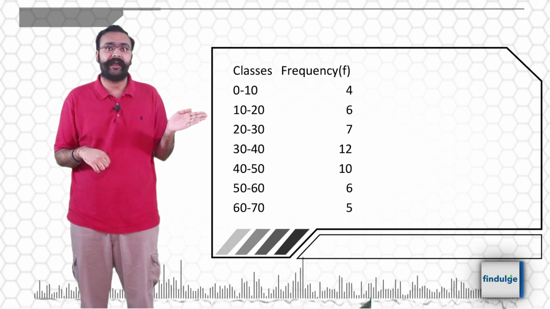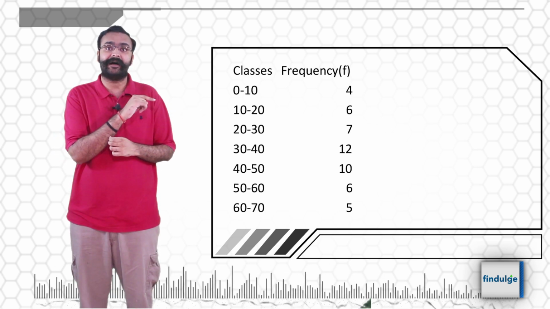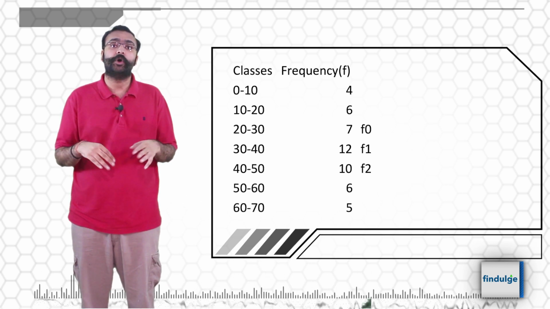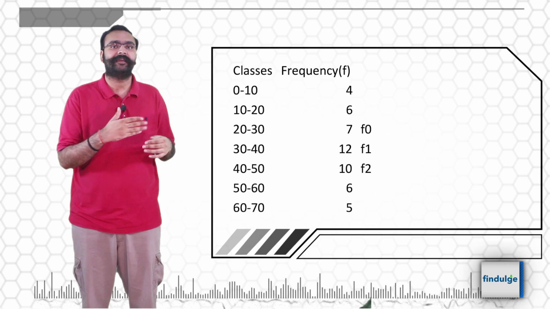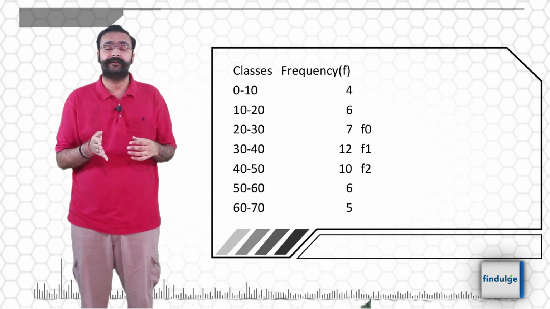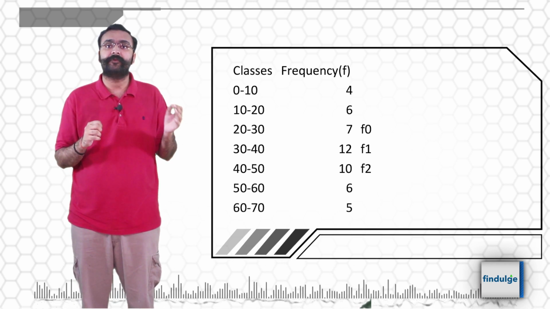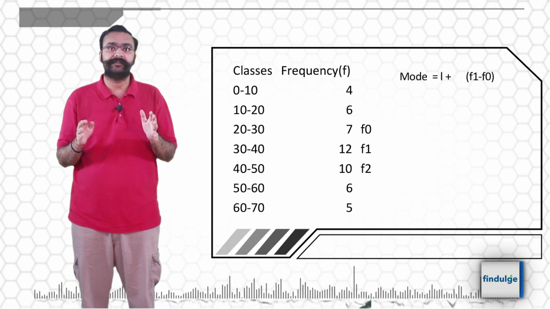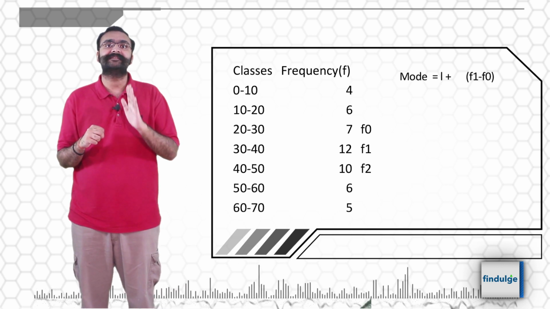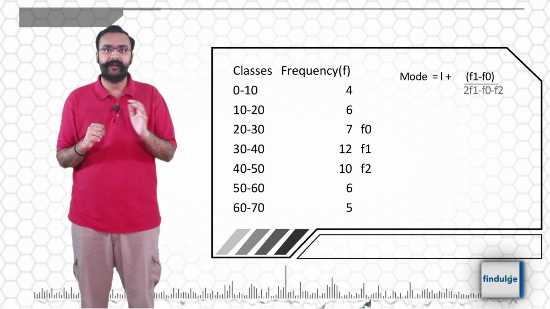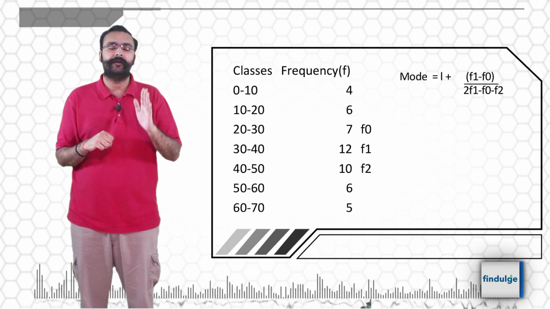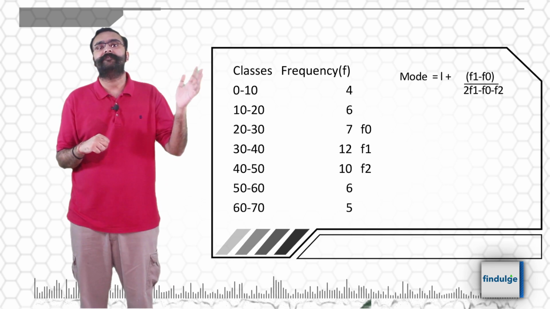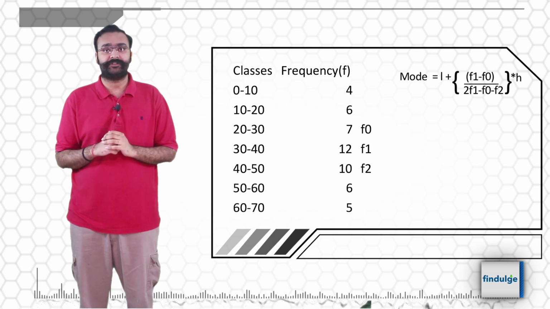Again, identify which particular class has the highest frequency. That is known as your modal class, just like in median, it was known as your median class. And then the formula for mode is L plus, in brackets, F1 minus F0 divided by 2F1 minus F0 minus F2, and then multiplied by class size H.